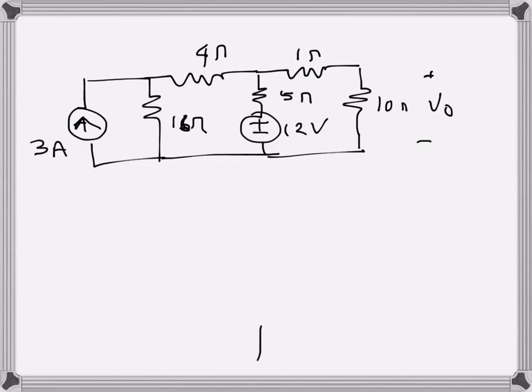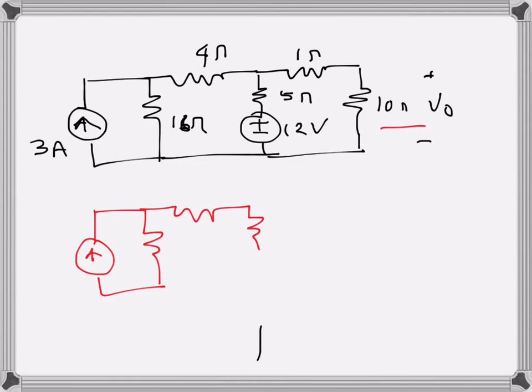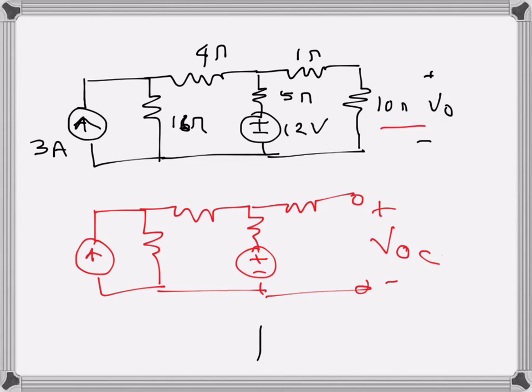I want to find the voltage drop V0 across 10 ohms here, and I will use Thevenin's theorem to do that. So what I will do, I will first remove the 10 ohms resistance and find the open circuit voltage. In order to do that, I'm just redrawing the circuit. So that's here, and this one is now open here. I want to find the open circuit voltage VOC here, which is my Thevenin's voltage.